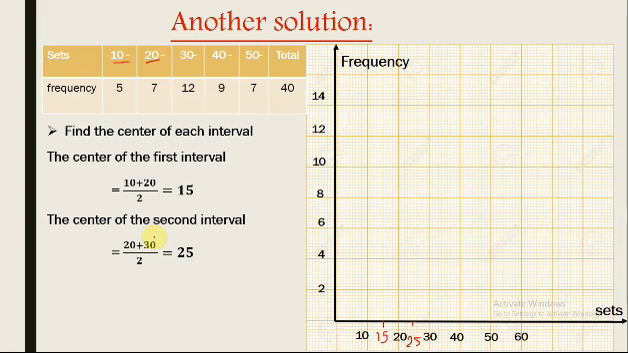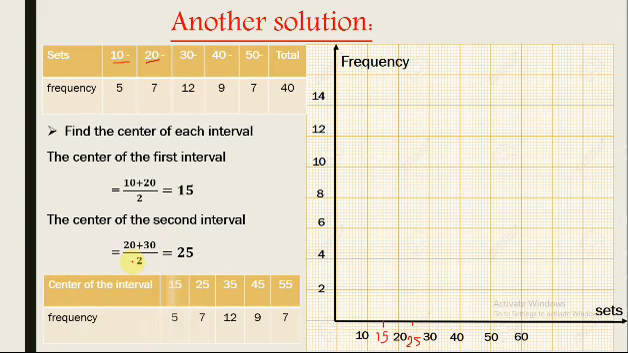After finding all the centers of all the intervals that we have, we are going to put them in a table like this. Center of interval, 15, 25, 35, 45, and 55. And the frequency of each one, 5, 7, 12, 9, and 7. Which means from the 15 here, we are going to move until 5 and make a point. And from 25, we are going to move till 7 and make a point. 35 here in the middle, make a point to 12. 45, make a point to 9. And 55, make a point to 7.